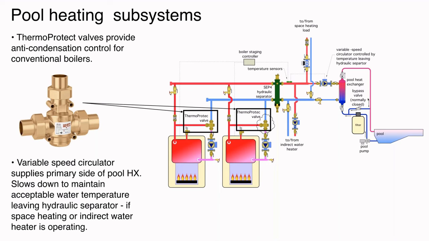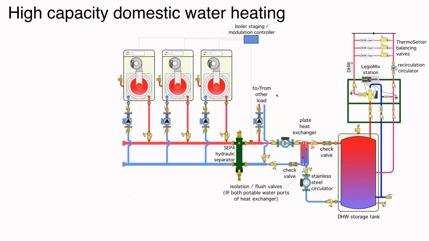Full heat output is still going to the load, but the boiler is not sitting there operating with sustained flue gas condensation. And the balance of the system is the same: the pool, space heating, domestic water. We're using, again, a magnet-equipped hydraulic separator, SEP4 unit between the boilers and the loads. High capacity domestic water heating.